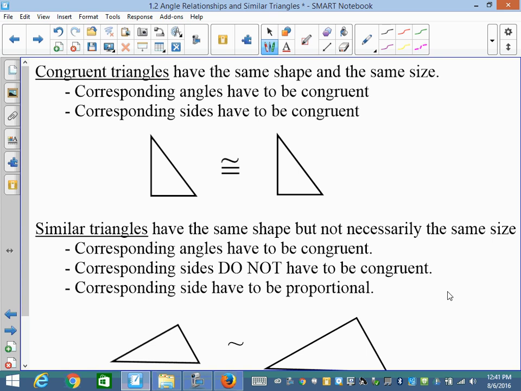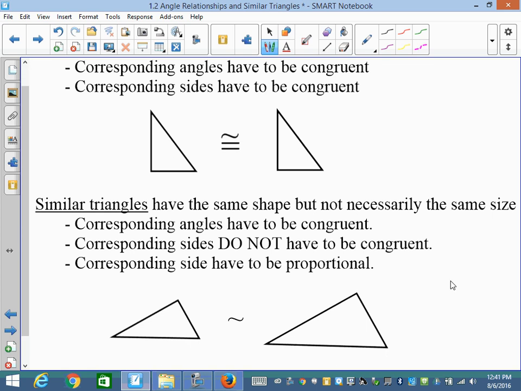So as you can see in the picture, those two angles look exactly the same. Same angles, same shape, same size, everything. However, similar triangles have the same shape, but not necessarily the same size. So on this one, the corresponding angles have to be congruent. The corresponding sides do not have to be congruent. However, they do have to be proportional.